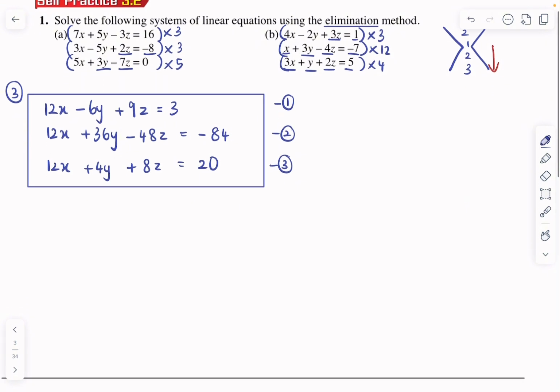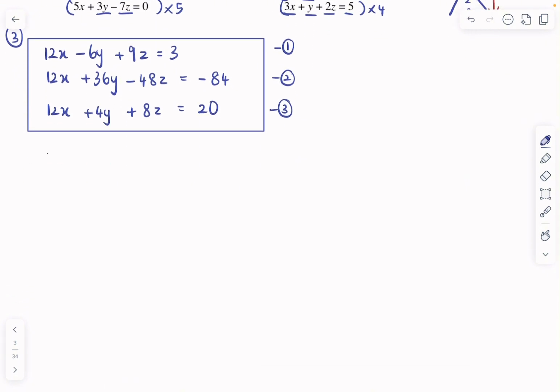Now we need to make it into 2. So we can do equation 1 and 2, and then equation 2 and 3. You want to do 1 and 3 also can. Up to you. Here it's quite straightforward. You have 12x. You want to eliminate 12x, you just have to minus. So equation 1 minus equation 2. Same thing goes with 2 and 3. So 2 minus 3. Let's look at 1 minus 2 first.